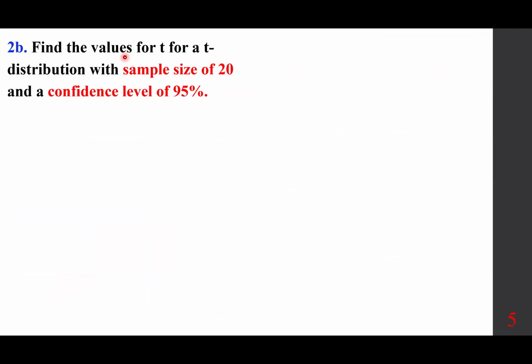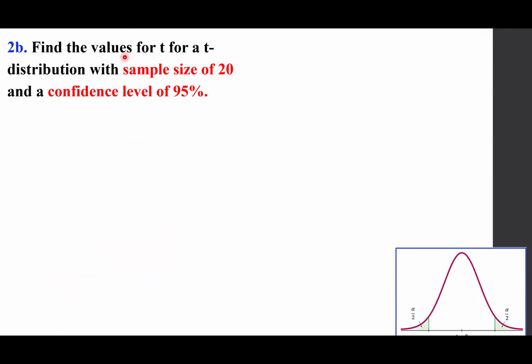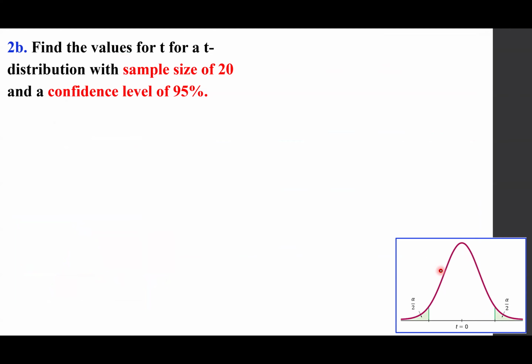Find the value for T for a T distribution with a sample size of 20 and a confidence level of 95%. Needless to say, we can use technology as well, but using the table, we are dealing with a 95% confidence interval. Smack in between. So the rest is 5% divided by 2, or 2.5%, or 0.025. Same thing here, of course, because if 95% is in between, the rest, 5%, is in both tails. They're identical, so half and half on each side.